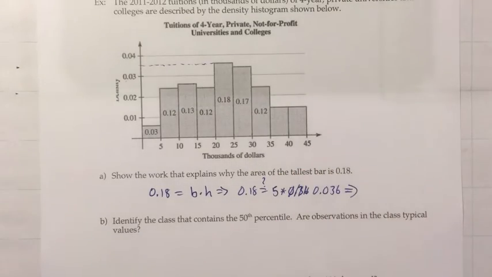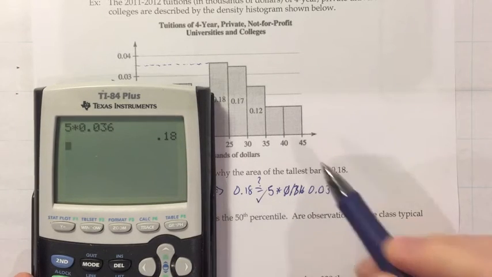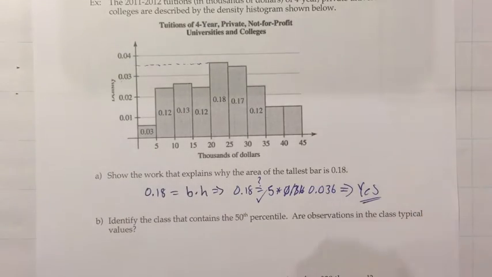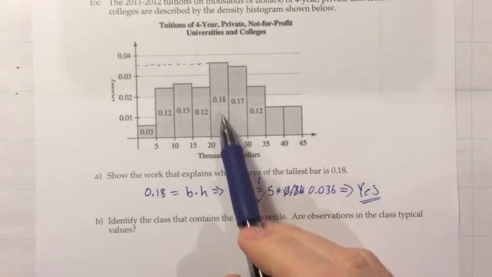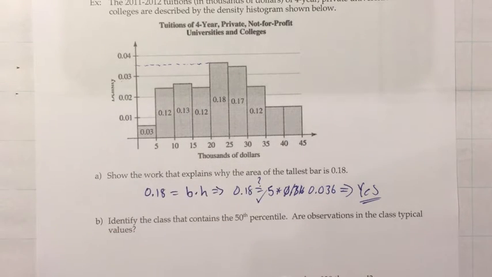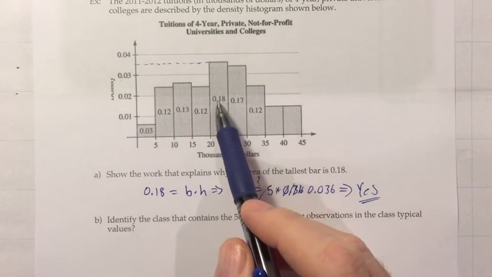So if I bring in the calculator and I do 5 times 0.036, I get 0.18, which is a check. So that does seem to work. All right, so what these densities represent is the base times the height, or relative frequency, or sorry, the density of that bar, and that would be the relative frequency.